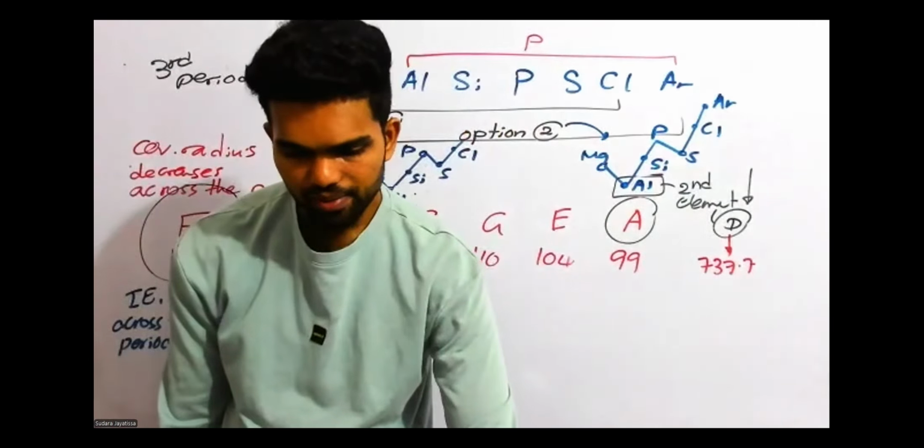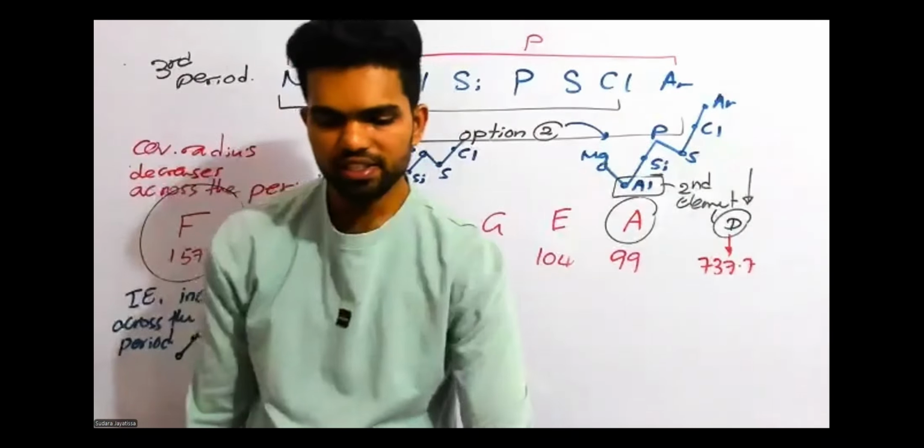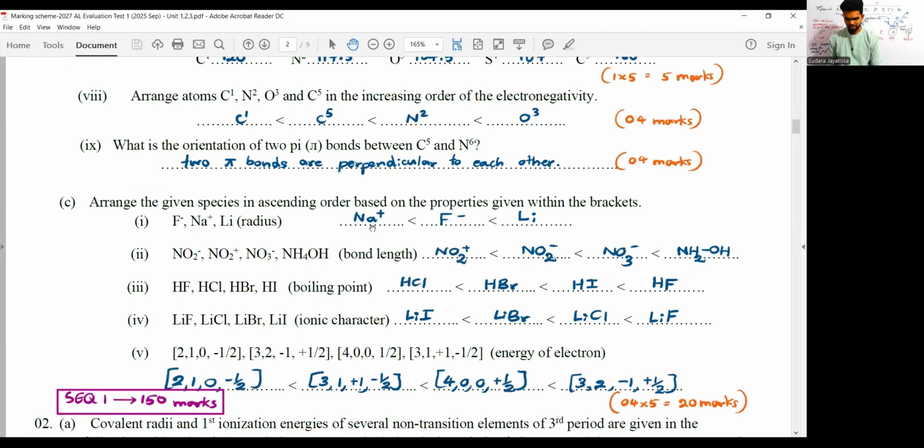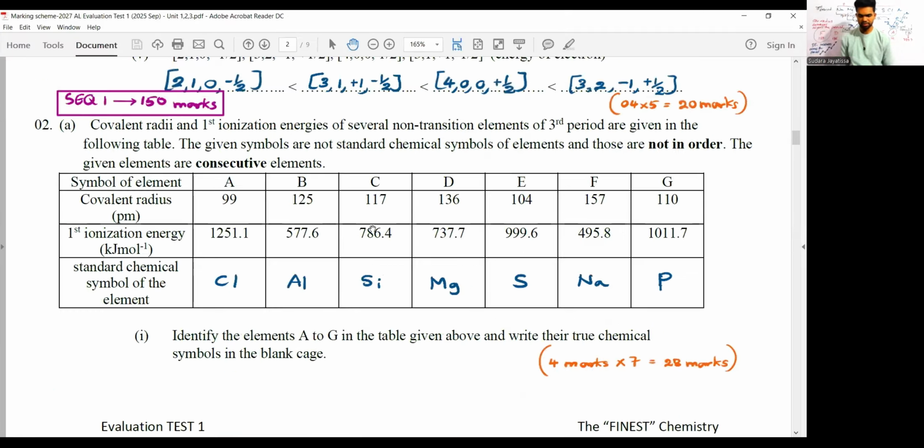Is that clear, Lamai? Are there any doubts? This is the kind of trickiest question in the structured essay paper. This is your answer script. Yes, these are the elements. So then A is supposed to be what? A should be chlorine. So I'll show you how to write the answers also.